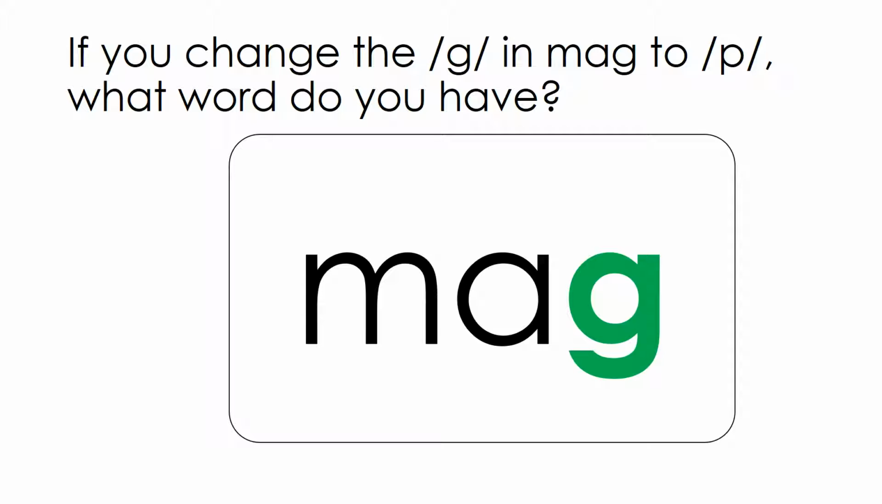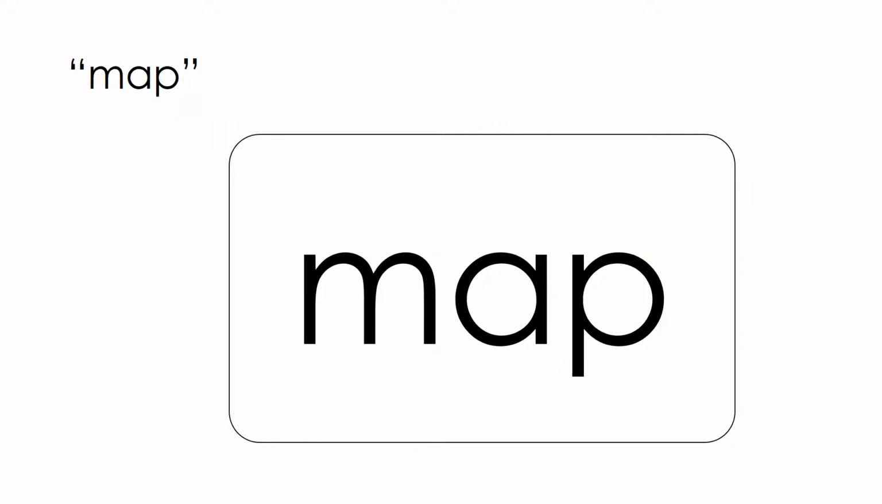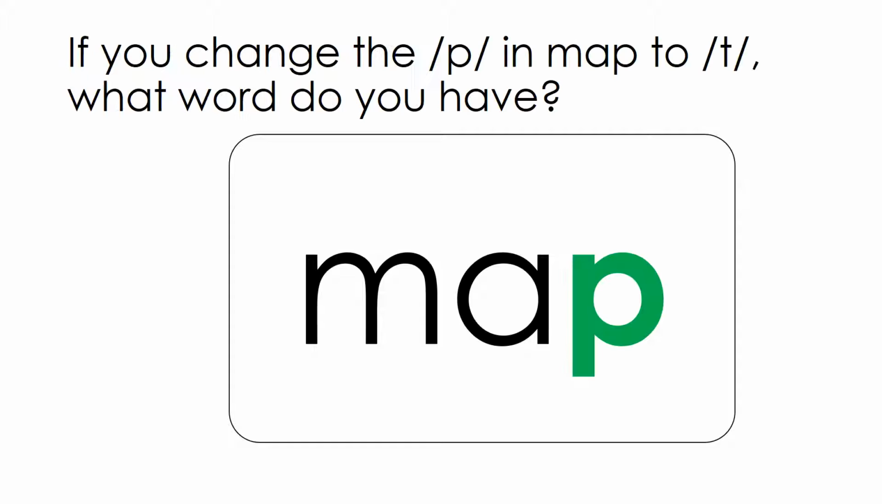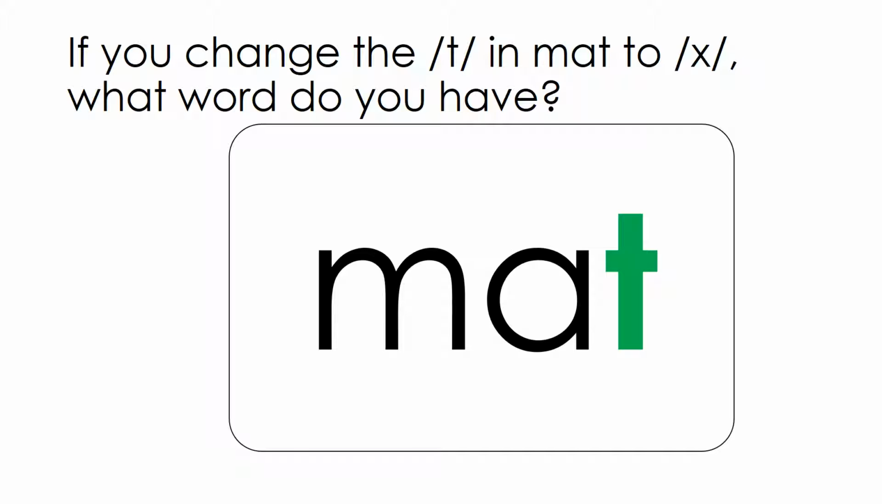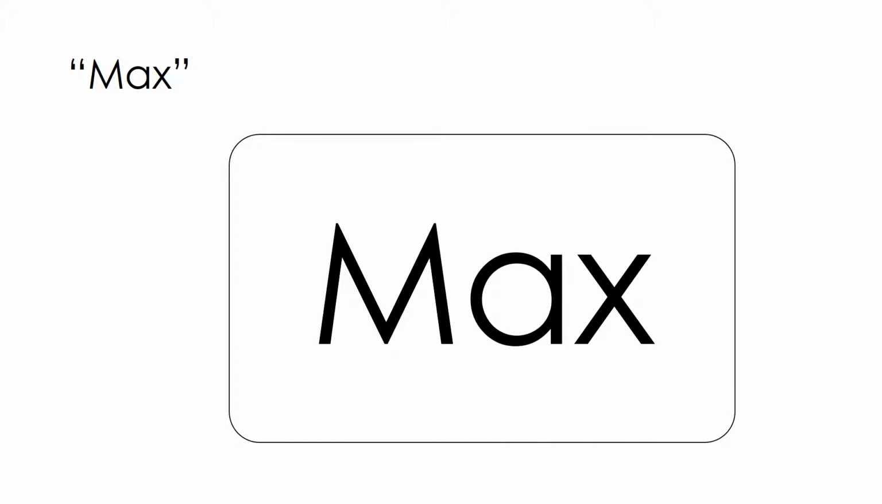If you change the G in mag to P, what word do you have? Map. If you change the P in map to T, what word do you have? Mat. If you change the T in mat to X, what word do you have? Max.